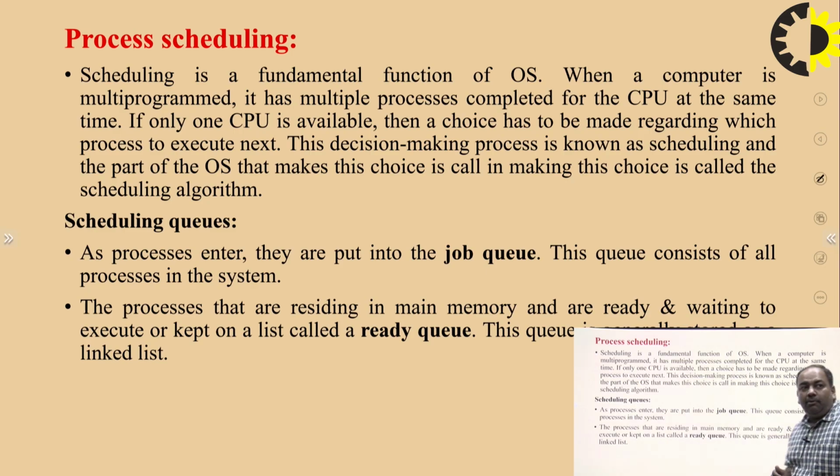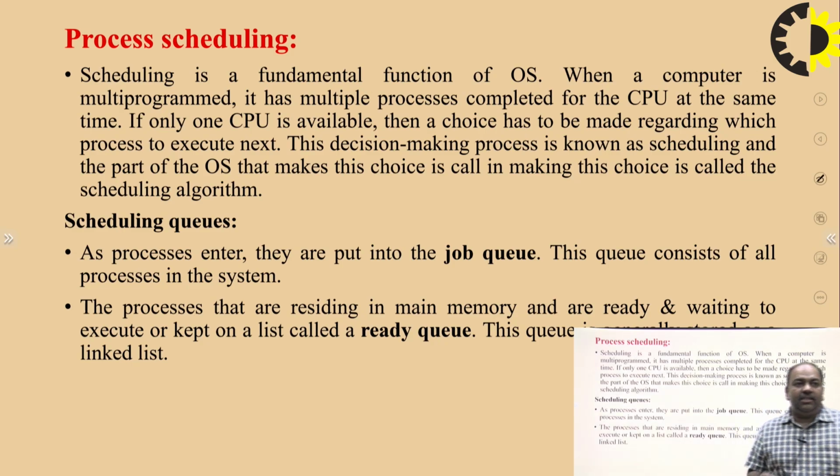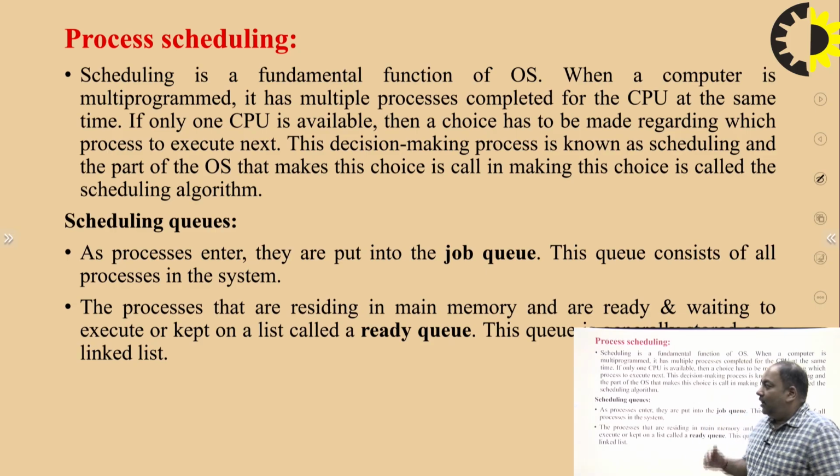When a computer is multi-programmed, it has multiple processes competing for the CPU at the same time. And if only one CPU is available, then a choice has to be made about which process needs to be executed next. This decision-making process is known as scheduling, and the part of the OS that makes this choice is called the CPU scheduling algorithm. These scheduling algorithms are of four to five types, which are part of the next lecture. I will not discuss those algorithms here, because here I discuss process synchronization and process management, but I will discuss the scheduling algorithms in my next lecture.